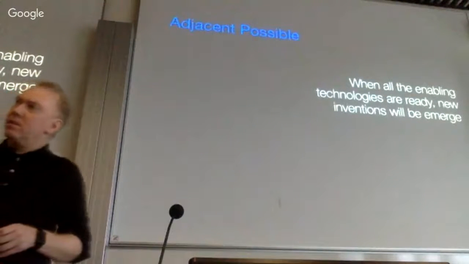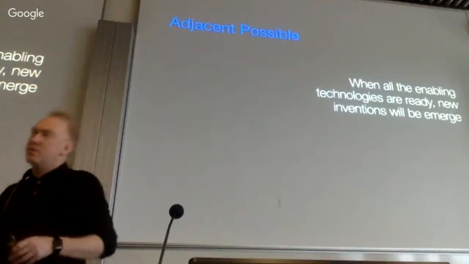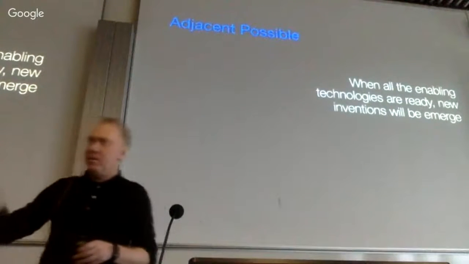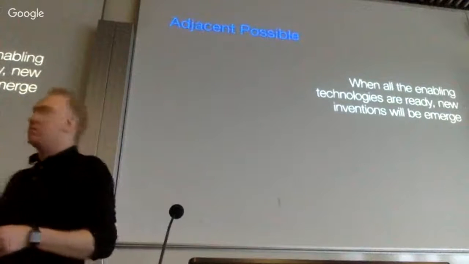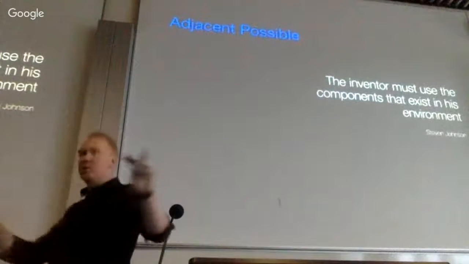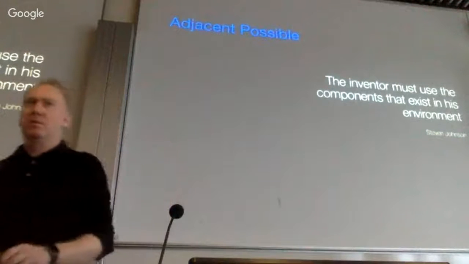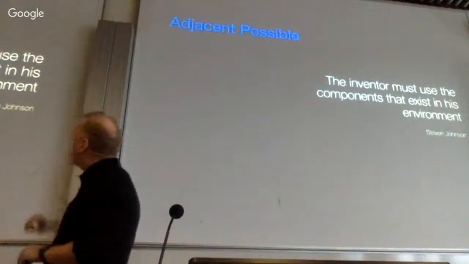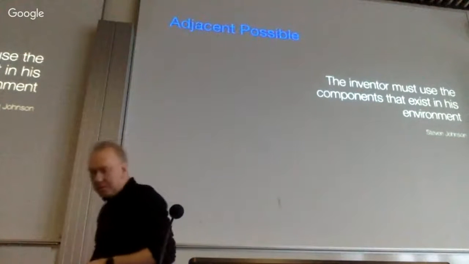Of course, when people realized you could use relay switches, vacuum tubes, and stuff like that, then it was possible to build electronic computers, which were called, ironically, electronic brains. We will talk about electronic brains. The inventor must use the components that exist in his environment.